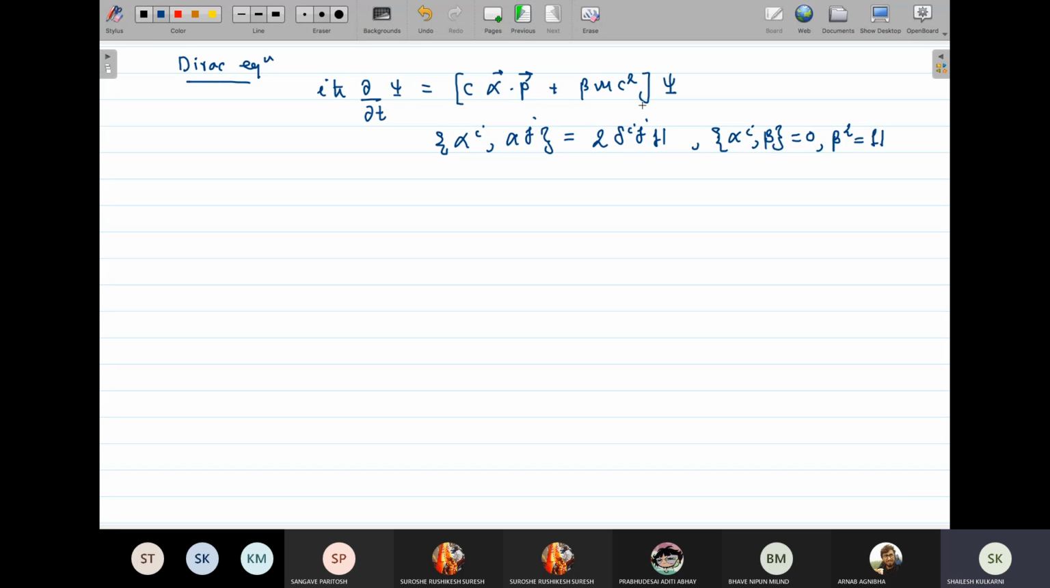Also, if I want to give the status of a Schrodinger equation to this, then the right side is nothing but H psi. If I want to give this H a quantum status, then H must be Hermitian, right? So the Hermiticity of H implies that alpha i dagger must be equal to alpha i and beta dagger must be equal to beta. So these are Hermitian matrices satisfying this relation.